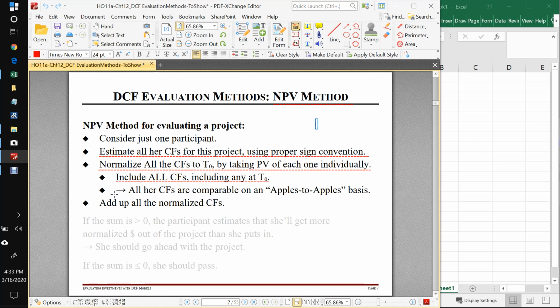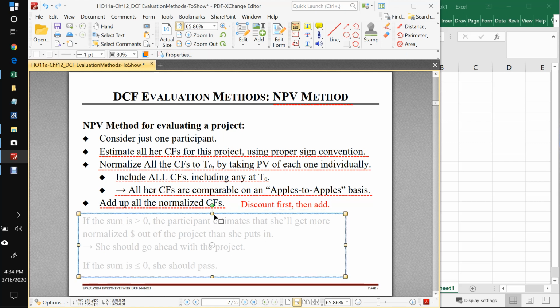Okay, and once we do that, once we've estimated this participant's cash flows for this project and we've normalized them all back to t equals 0, now they're comparable on an apples to apples basis. That's why we had to discount them all back to t equals 0, because now they're on an apples to apples basis and we can compare them. How are we going to compare them? We're going to simply add them all up. So discount first, then add. That's always our rule, right? Discount first, then add.